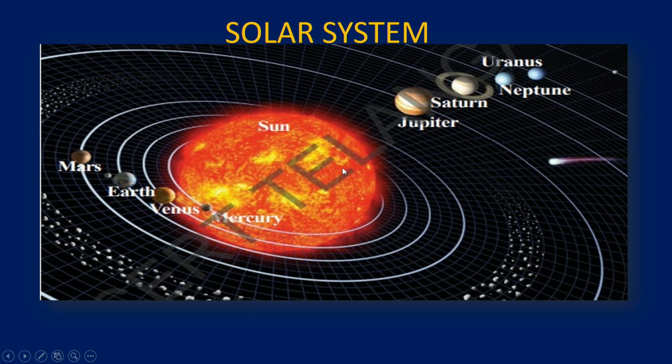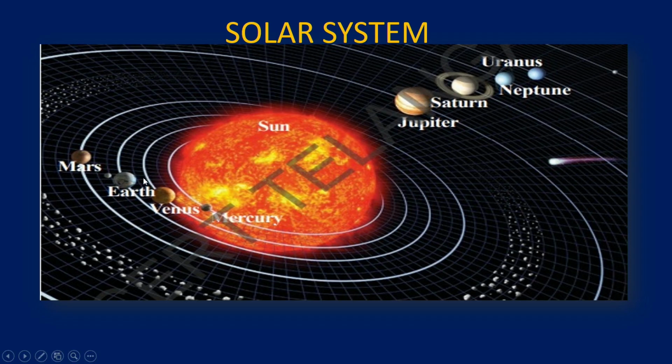Now look at the picture. Which planet is bigger in size? It is Jupiter. Now which planet is nearer to the sun? It is Mercury. Next to Mercury, what is the second planet? Here we have Venus, and third is the Earth, next is Mars, next is Jupiter, next is Saturn, next is Neptune, next is Uranus. All these 8 planets are there in the solar system.